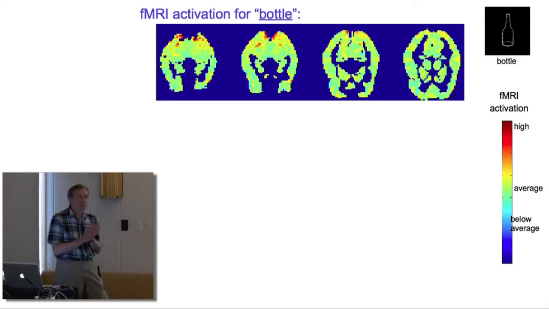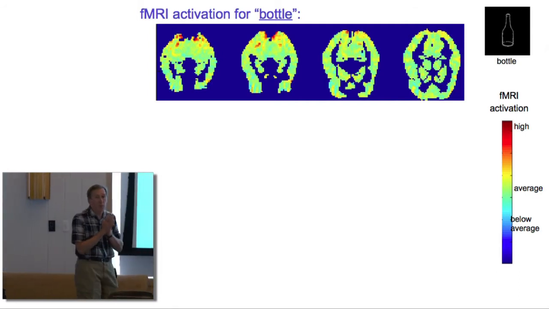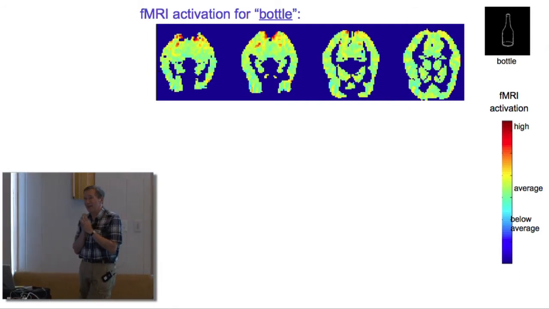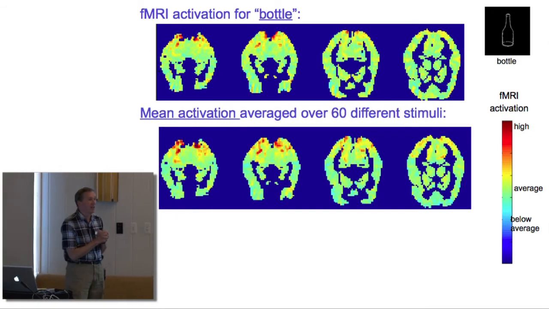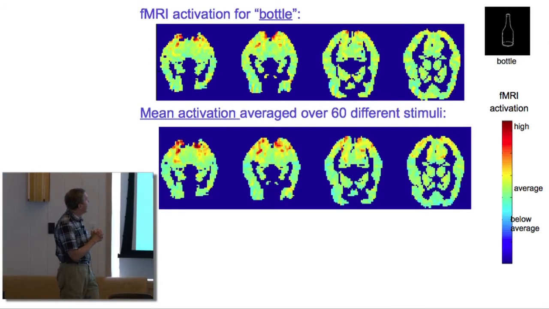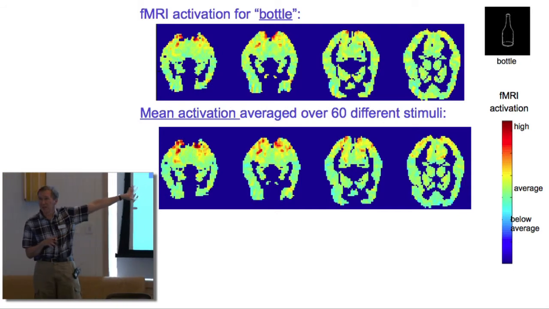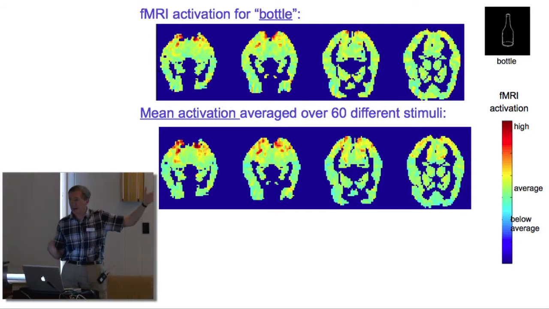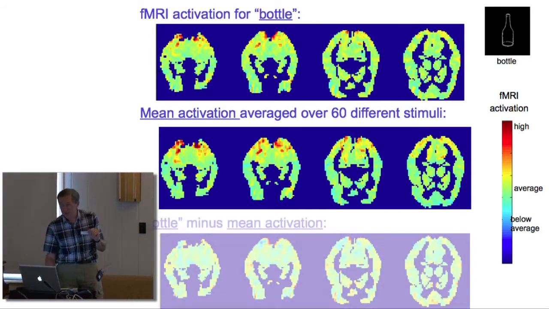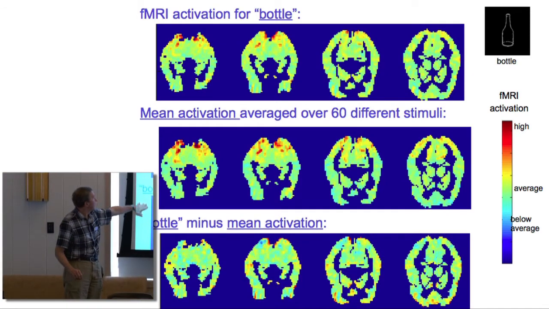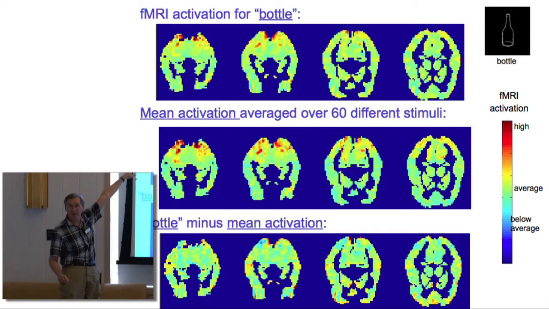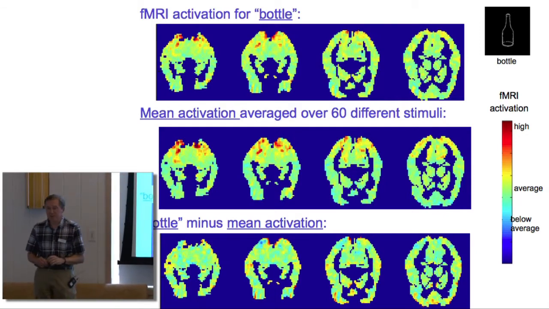And if you ask me, well, what's the difference between what we see when we present bottle and your average word? Well, here's the mean activation that we observe across 60 different stimuli, which looks a lot like the activation for bottle. But there is a difference. And so, in fact, you can see the residue here. If we subtract the mean activation out of what we see for bottle, there is some difference.